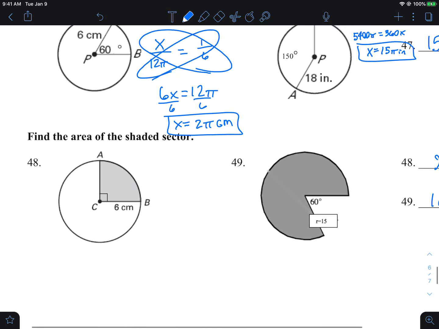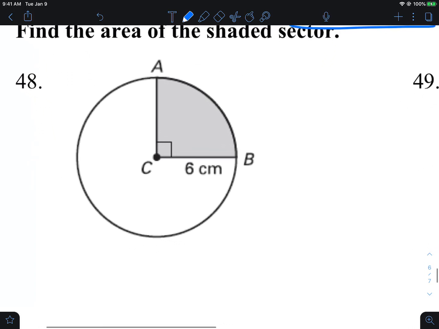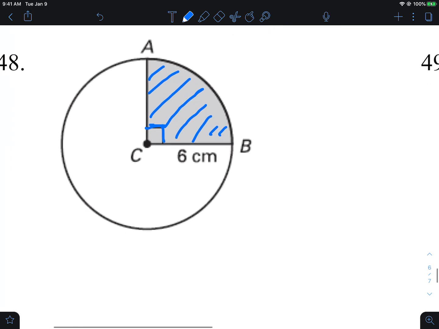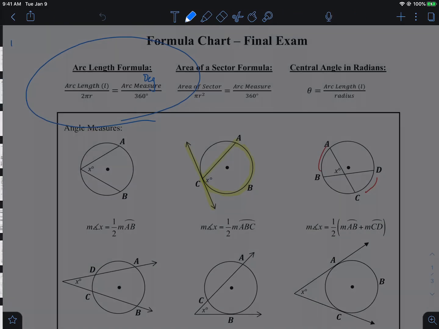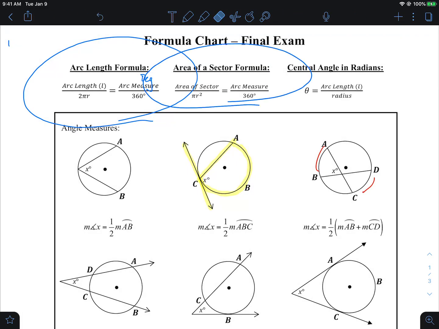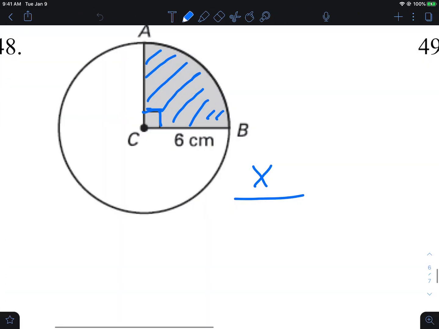Okay. Last couple of problems here. Find the area of the shaded sector. You got a 90-degree angle, and you're trying to find this area right here associated with the 90-degree angle. That formula is different. It's on the formula chart here. It is this one here. The only thing that's really different than the previous formula is that you're going to use area down here, which is pi r squared. So let's go ahead and try it out here.